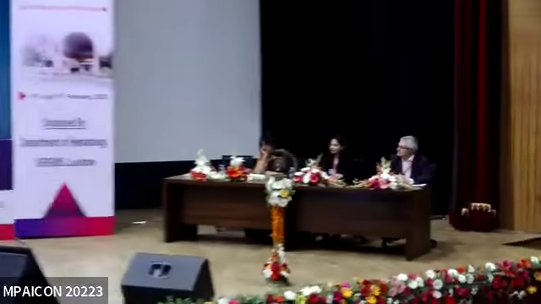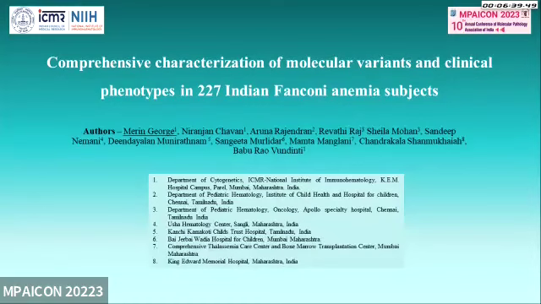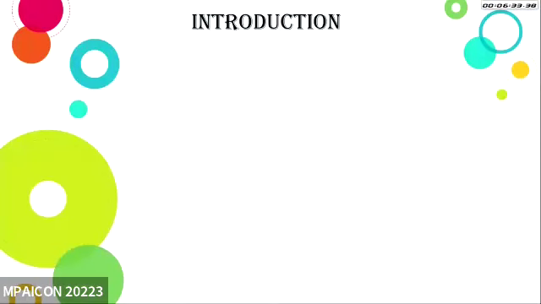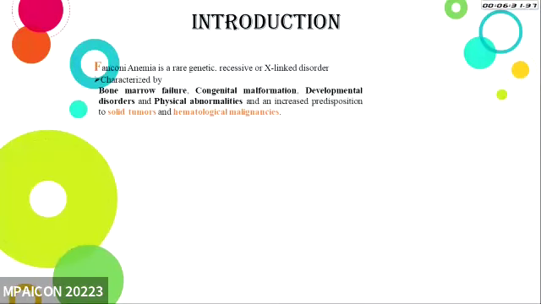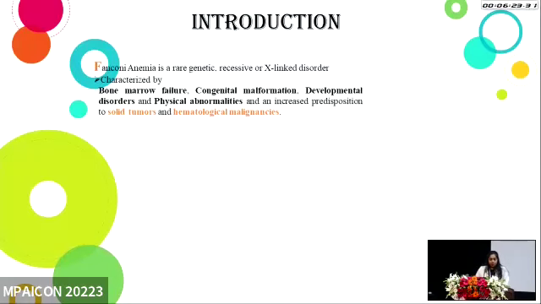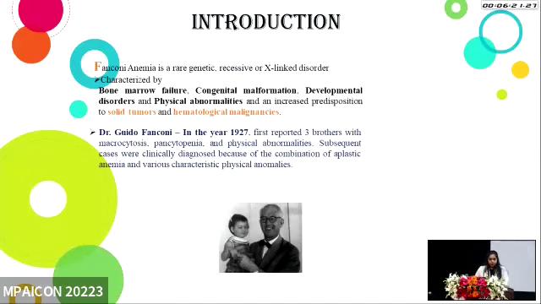Okay, good afternoon, everyone. So my topic for today is comprehensive characterization of molecular variants and clinical phenotypes in 227 Indian Fanconi anemia subjects. To start with, Fanconi anemia is a rare genetic recessive X-linked disorder characterized by bone marrow failure, congenital malformations, developmental disorders, physical abnormalities, and increased predisposition to solid tumors.